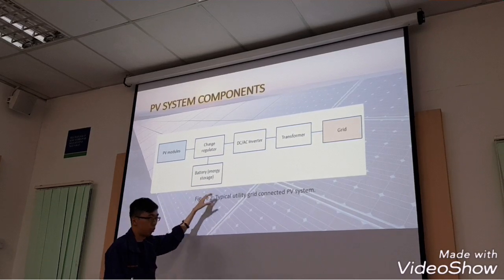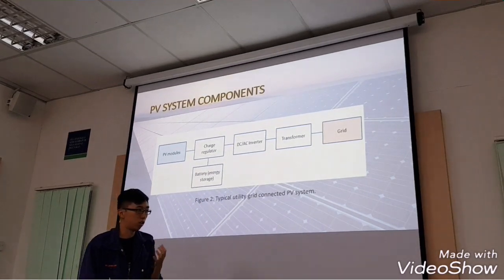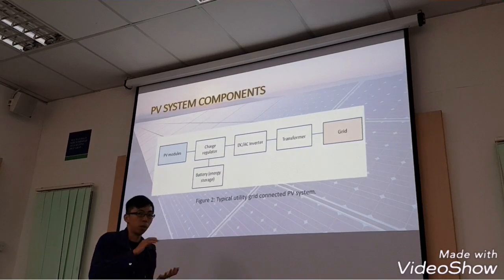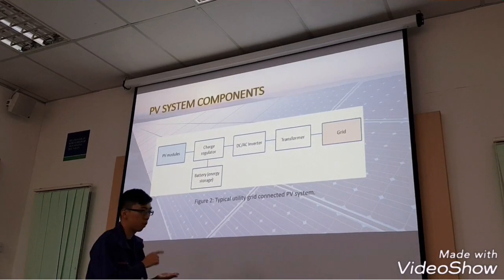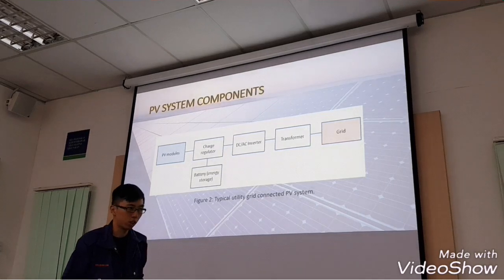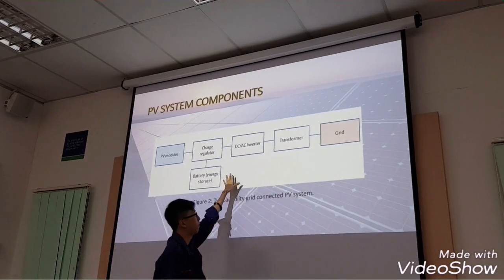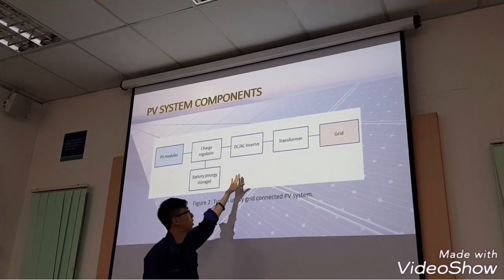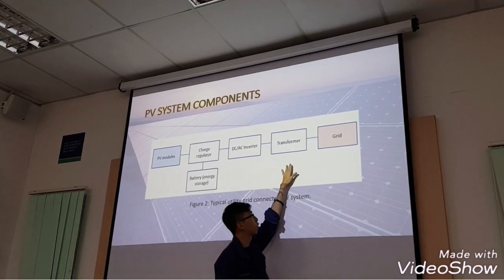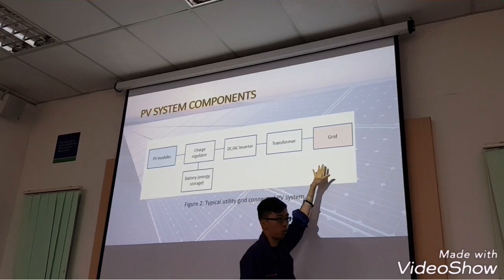The battery is used to store the energy that is produced and supply it during low sun conditions such as night or cloudy days. And then we also have an inverter to convert the DC to AC, and a transformer to help transform the electricity to the field or to the house.